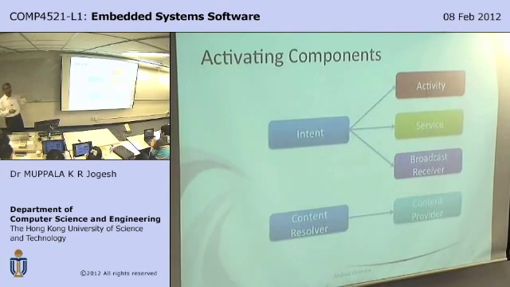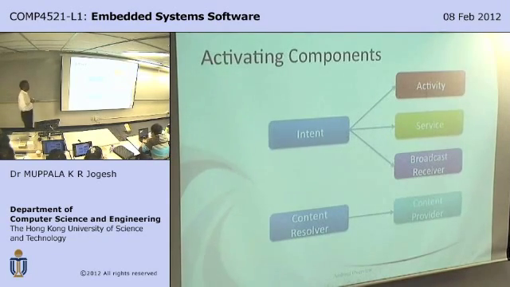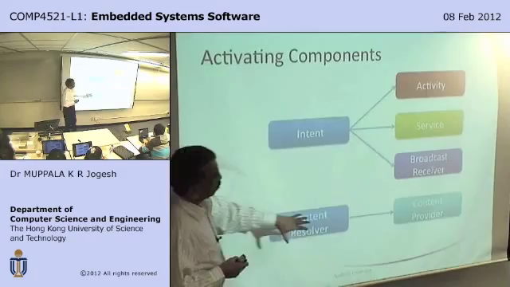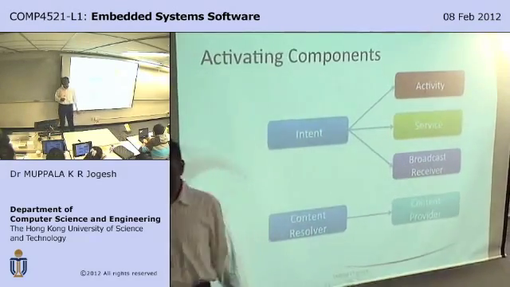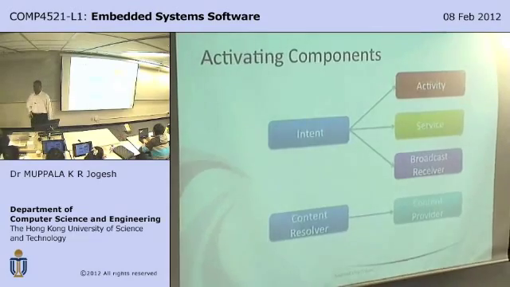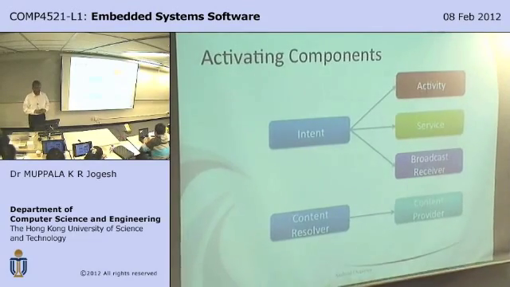So if you need to start an activity, what do you do? You send an intent. Intent saying, start this activity. Intent saying, start an activity that does this kind of work. You can send what is called an explicit intent or an implicit intent, as I'll explain in one of the later slides here. For content providers, the only way you access a content provider is by using a content resolver.